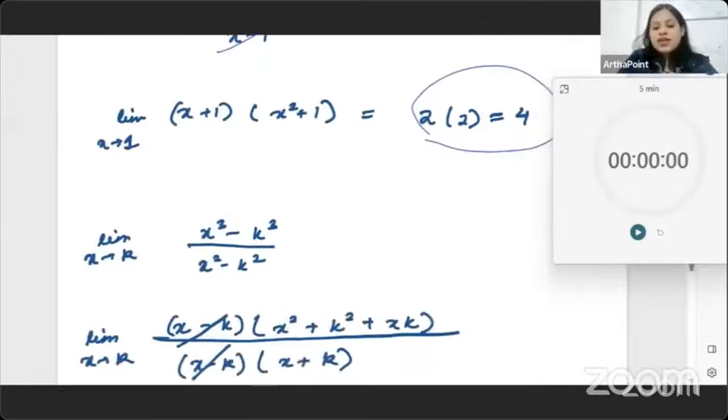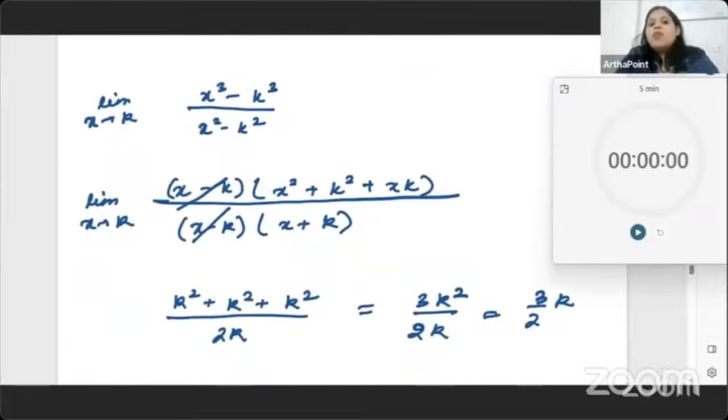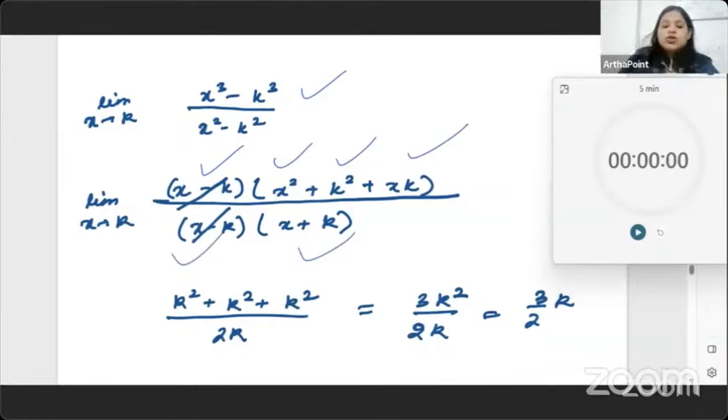To solve the right-hand side, it is this. X cube minus k cube is coming in the numerator. Just apply the formula of a cube minus b cube. It is a minus b, a square plus b square plus ab. So x cube minus k cube will become x minus k, x square plus k square plus xk. And the denominator will become x minus k into x plus k. X minus k will cancel out.